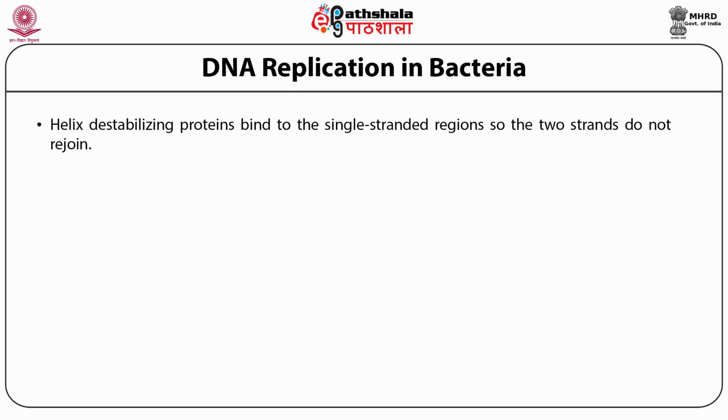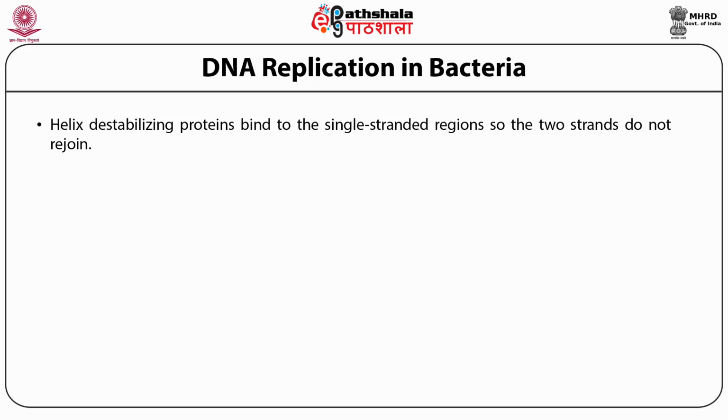These proteins bind to the single stranded regions of the DNA once they are separated apart. What is the use of helix destabilizing proteins? You know that the double stranded DNA is exactly complementary to each other. If they are just separated using the helicase protein, what will happen? They can very easily go back and anneal to each other to form the double stranded moiety again, meaning they would not be in the single stranded form anymore. So how is this prevented?